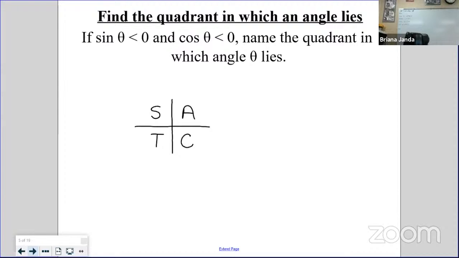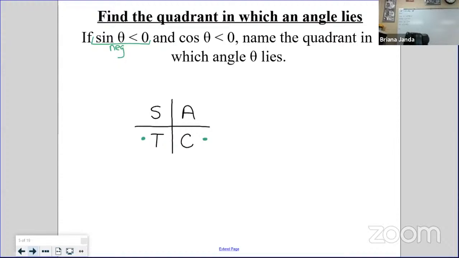My two pieces of information this time: sine of theta, again, less than 0 means negative. So I go through my all students take calc and identify for myself the two places, because it's always two places, that would happen. It is not quadrant 1 because all things are positive there. It is not quadrant 2 because sine is the only thing positive there. For the first piece of information, we should have picked quadrant 3 and also quadrant 4, tangent only, cosine only.